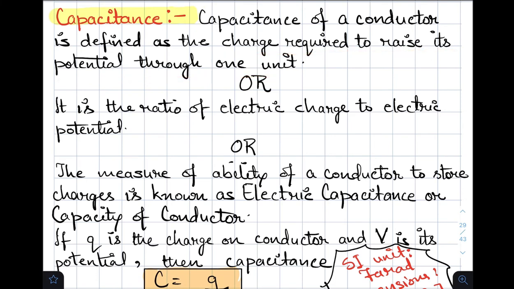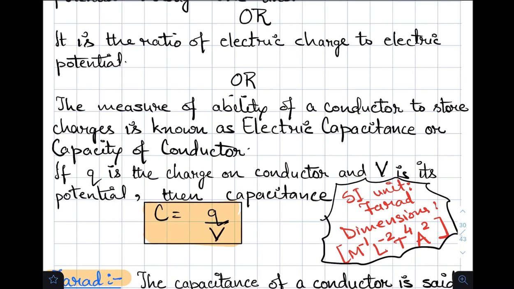So basically, if we see our first definition, we defined capacitance as the measure of the ability of a conductor to store charge, or as the ratio of electric charge to electric potential. So capacitance is equal to charge upon potential. Again, capacitance is the ratio of electric charge to electric potential.